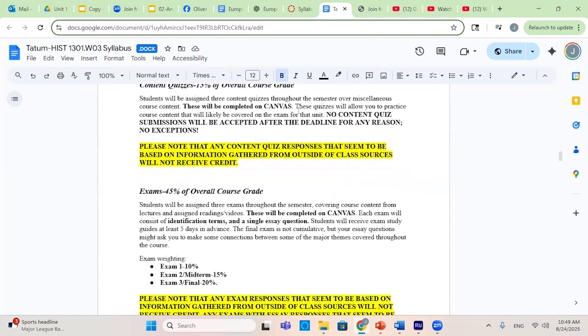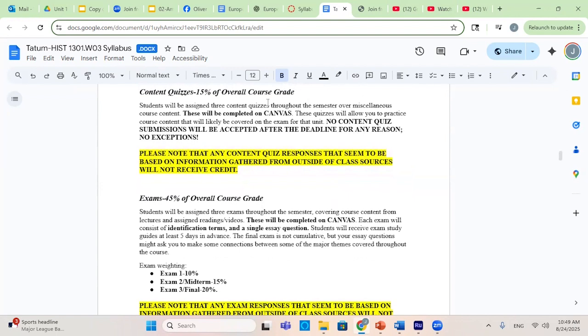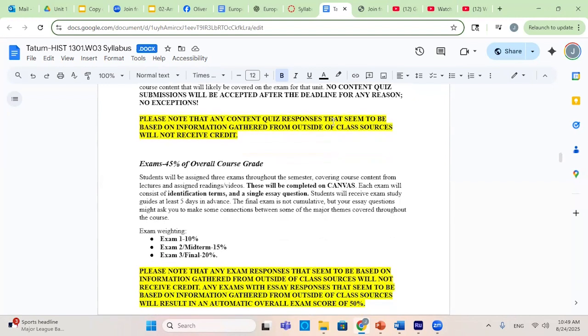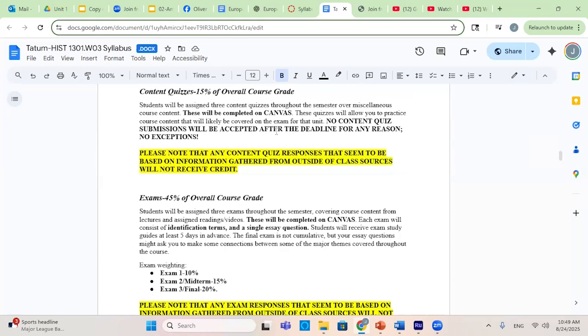I'll cover a bit more about these as we get closer to them, but these will include some kind of fill in the blank type ID terms where you're going to write out a little bit, basically short answer type responses, and then some matching as well. Again, not accepted past the deadline. Those you just got to knock out.